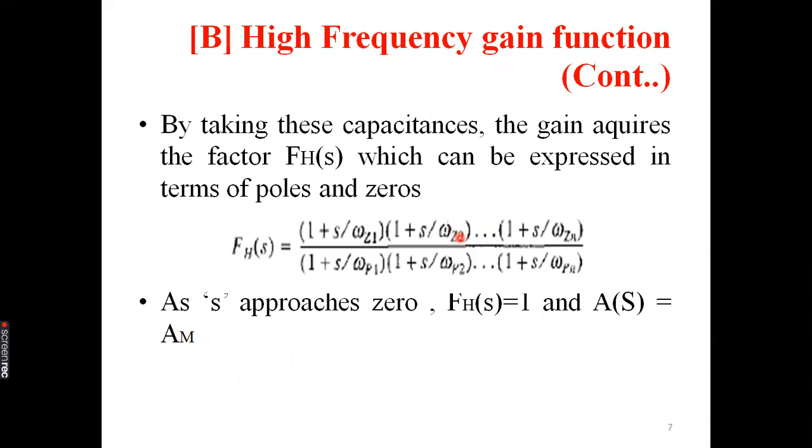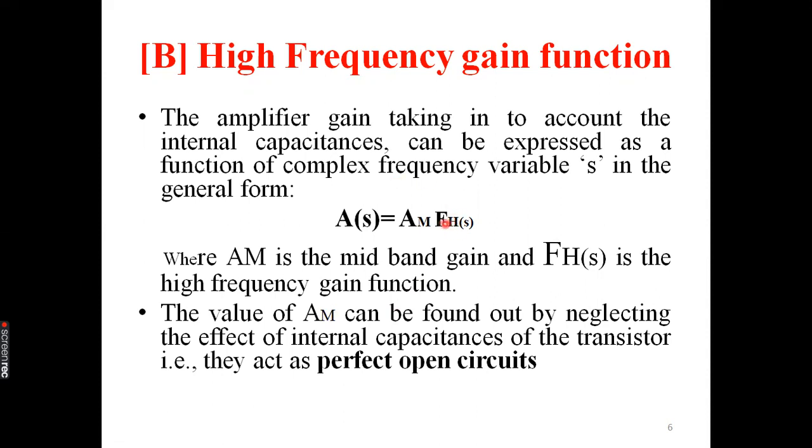After taking the capacitances into consideration, the gain will be multiplied by FH of S, or the gain will start reducing by a factor of FH of S. Suppose FH of S is 1 by 2. For some reason, FH of S is 1 by 2 means you can claim that my gain has been reduced to half at a particular frequency S, isn't it?